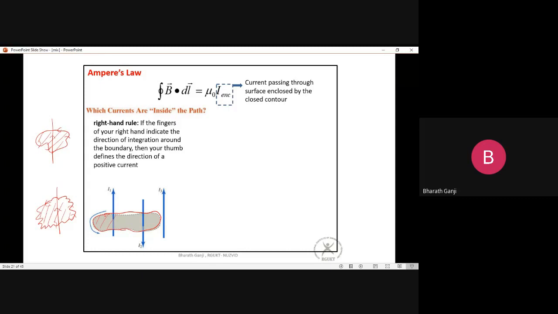So when I attach a surface, I can see that the I3 current is not crossing through it, but the I2 current is coming up, I1 current is coming up, whereas I2 current is going down. So how do you write, and what is the answer for B bar dot DL bar? For this, the answer is mu naught times of I1 minus I2. Okay, and the I3 is not there.